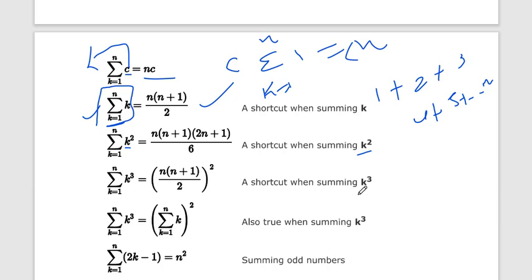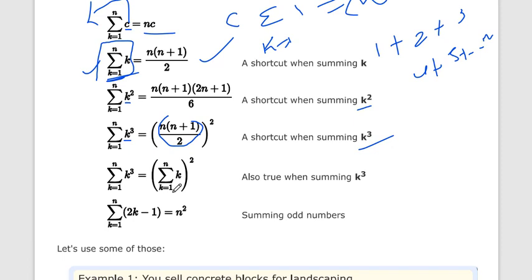Also there is a formula for the summation of all the cube numbers, natural numbers 1 to n cubed. It will be n into n plus 1 divided by 2, whole square. Here you can see that this is the same as sigma k equals 1 to n of k, the sum of all natural numbers, whole square. So we can also write it like this: sigma k cube is equal to the square of sigma k equals 1 to n of k.